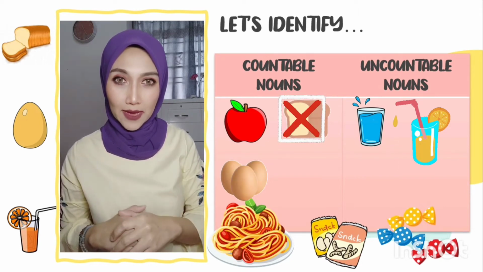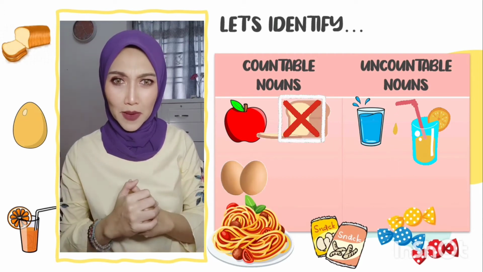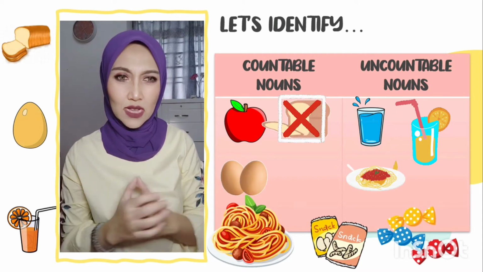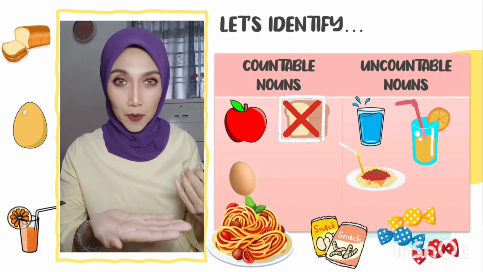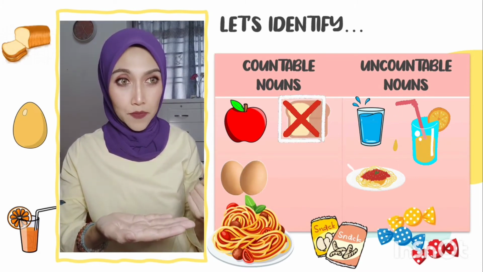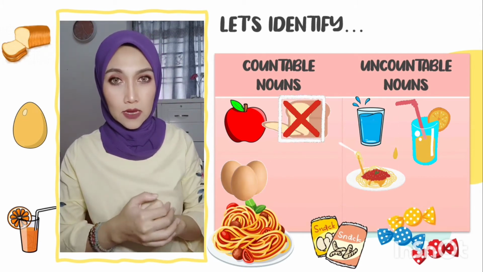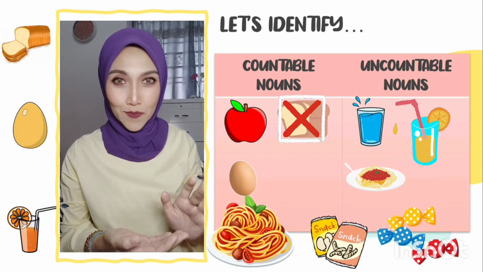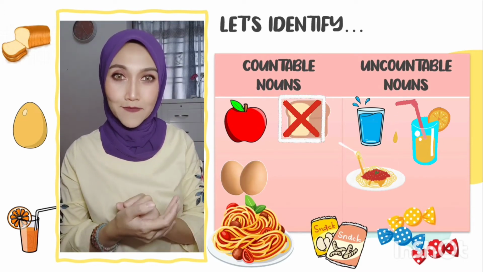Alright. Spaghetti or pasta. Can you count spaghetti? You can't count spaghetti. Normally we will say a plate of spaghetti, a plate of pasta. You can't count pasta. Like, I'm eating 3, 4 pieces pasta, 3, 4 pieces spaghetti. No. So, it belongs to uncountable nouns.